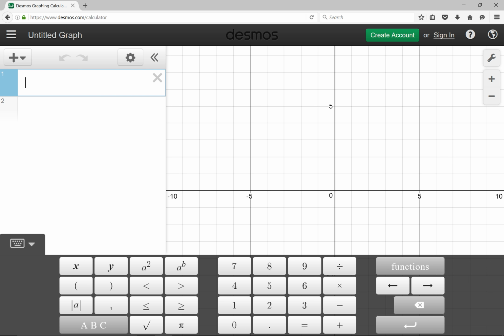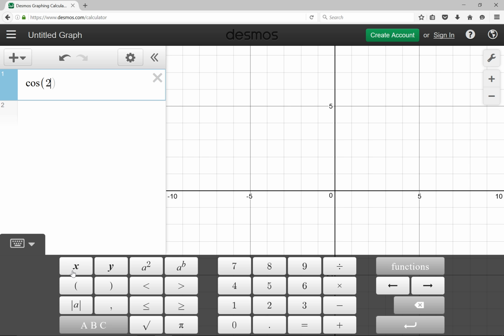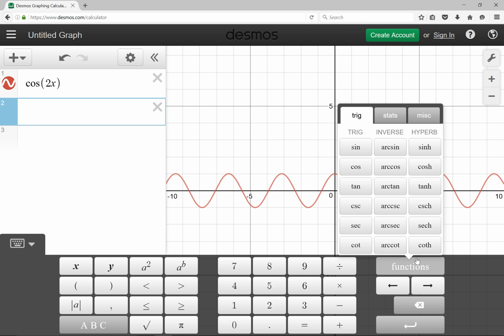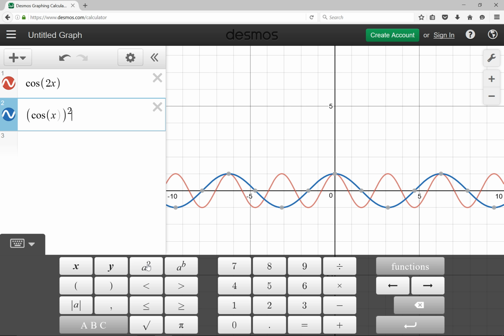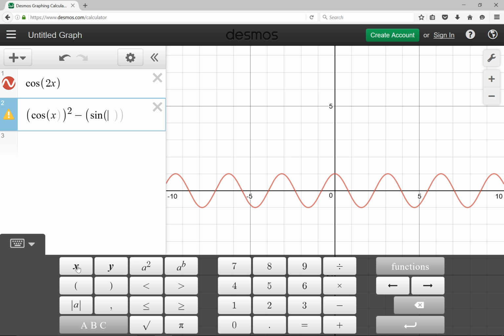Alrighty then. So for instance, if I do cosine 2x, because remember that's just regular cosine but shrunken down, that's the same as taking, now by the way, in the computer you need to do parentheses, cosine x squared minus, oops, darn it, parentheses, sine x squared. Oh, they're the same.